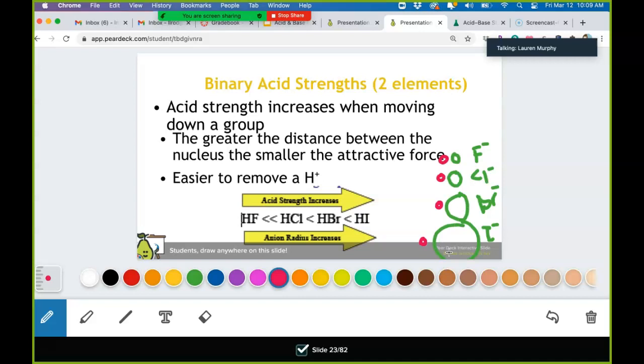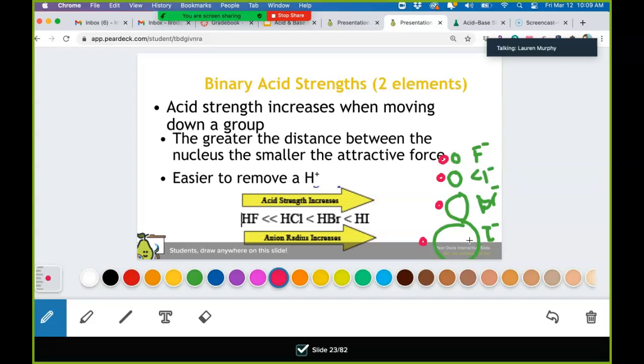So fluoride is the smallest anion in that family, which means the hydrogen and the fluoride, when they're bonded, are actually pretty close to each other. Well, if they're close to each other, the electrons experience a really strong Coulombic force. So like it's hard to rip that hydrogen away from the fluorine because they're so close to each other.